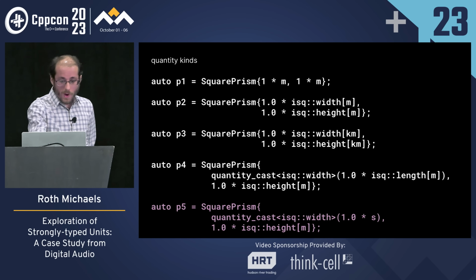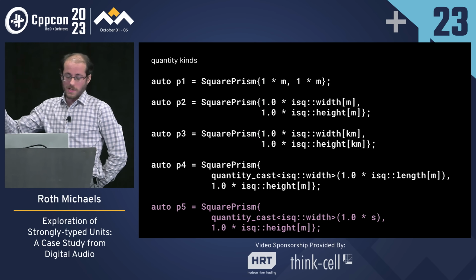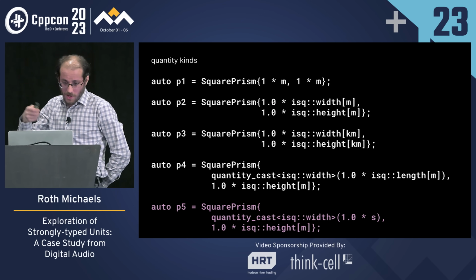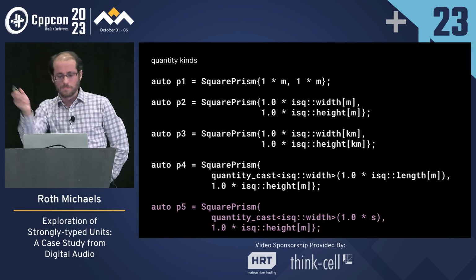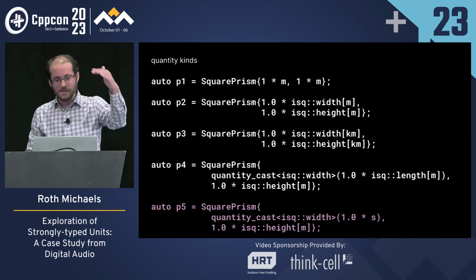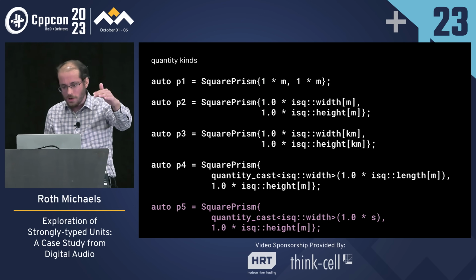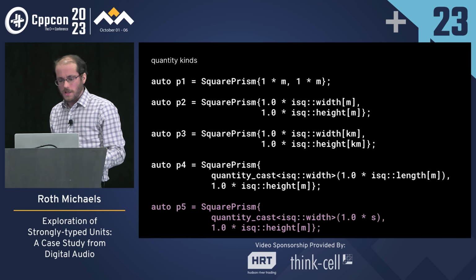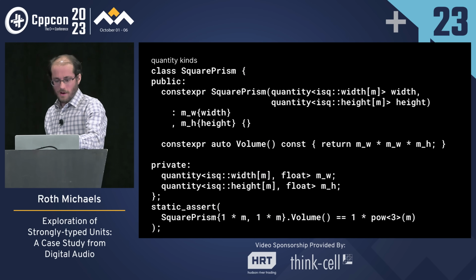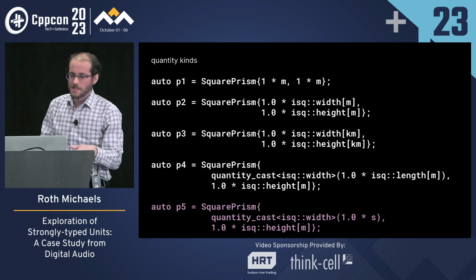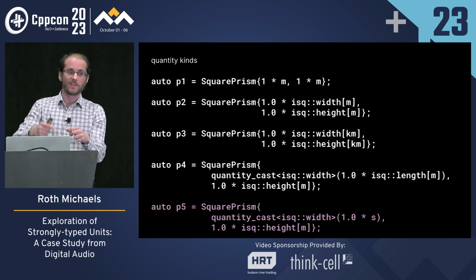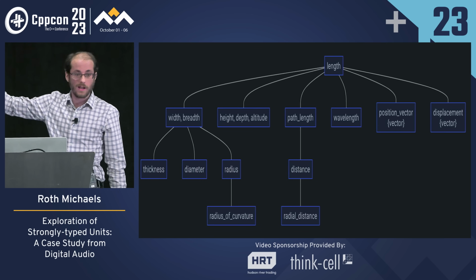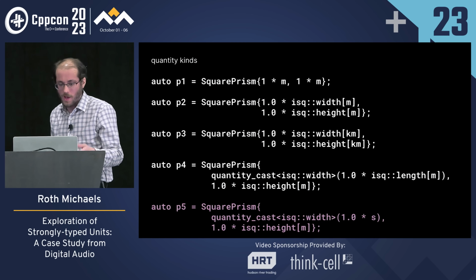There are a few different ways we can create this square prism. We can just say 1 times meters, 1 times meters. Or, it's meters and kilometers. So I can say we want 1 meter by 1 meter, or 1 kilometer by 1 kilometer, and all this works. But you might notice, how am I able to pass 1 meter into specifically a width? That's because 1 meter is not a length specifically, but is a kind of length, which means that it can be any of these things in this chart, and it implicitly converts that way.